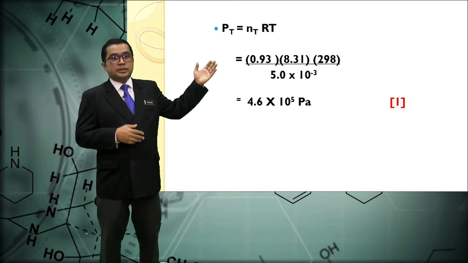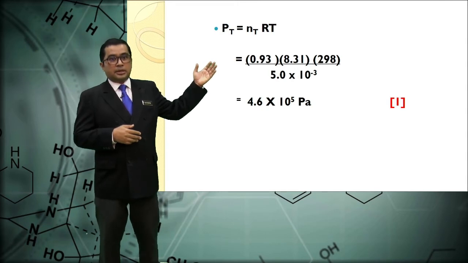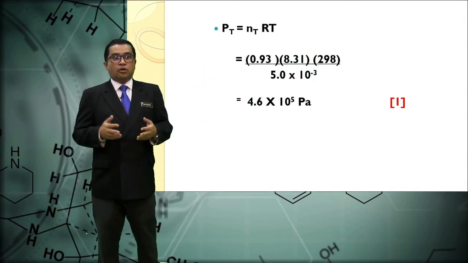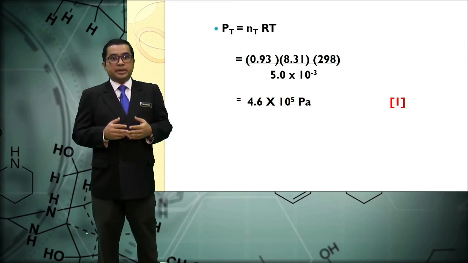From the calculations, you can calculate the P total. The P total is equal to N total R T per V. N total you already got from the first one: the total mole is 0.93. The R, or gas constant, is given as 8.31. The T is in degree Celsius, so you have to convert it to Kelvin. And the volume you must convert to meter cubed.